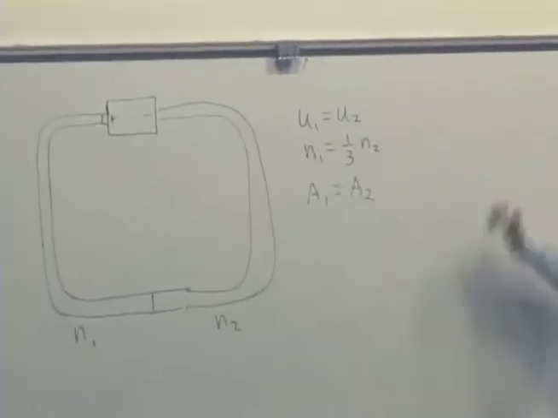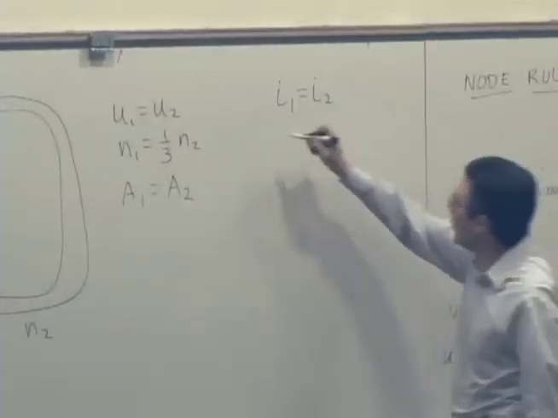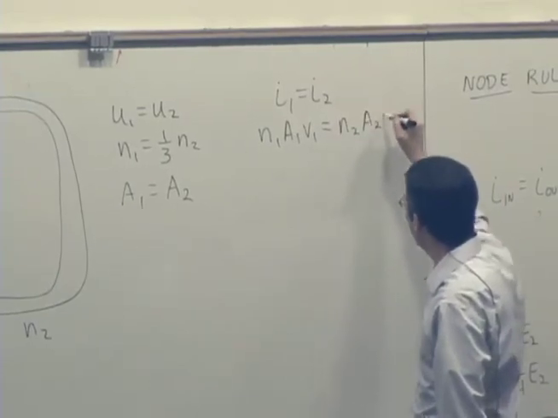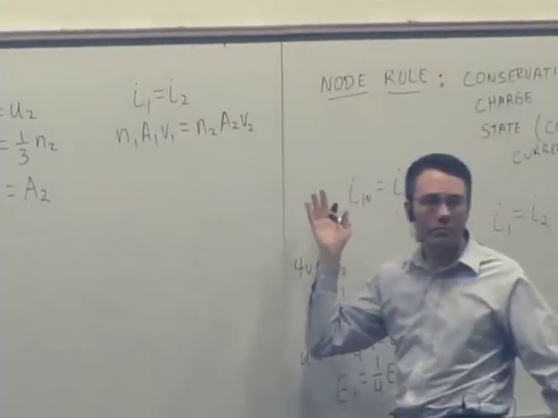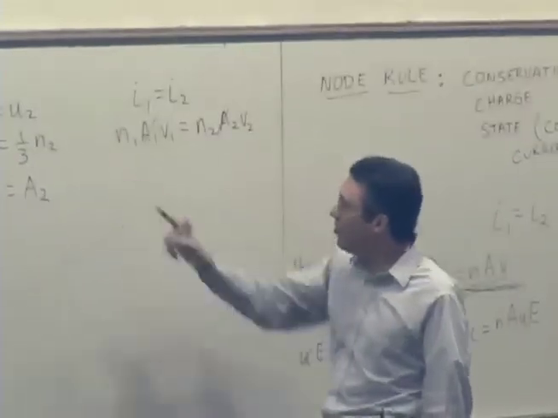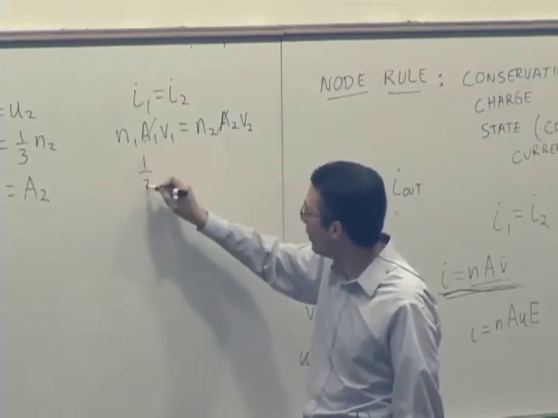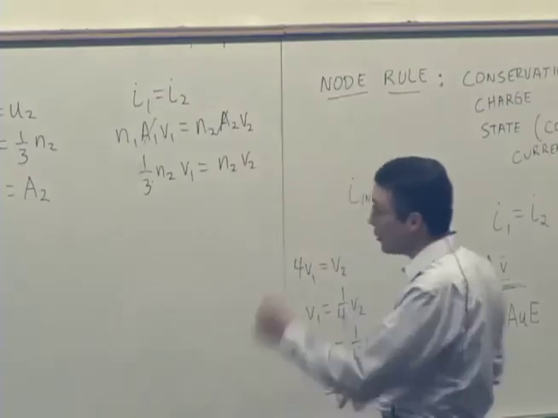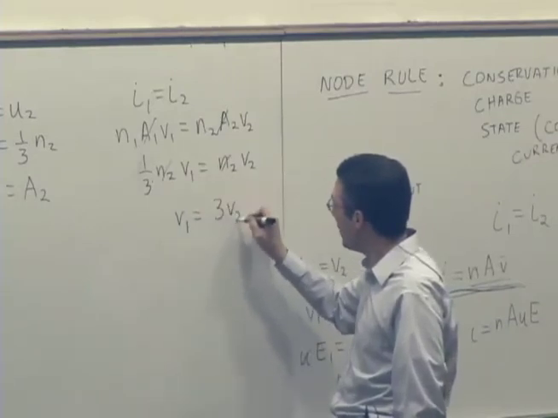You have currents being equal. We know that from the node rule. Steady state conservation of charge. Okay, so we have N1 A1 V1 is equal to N2 A2 V2. The areas A1 and A2 are the same. Okay, they cancel out. And we have N1 equal to 1/3 of N2. Just plug that in. 1/3 of N2 times V1 is equal to N2 times V2. So let's look at the drift speeds first. We see that V1 is going to be 3 times that of V2.